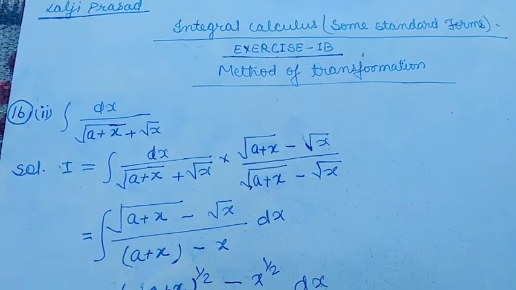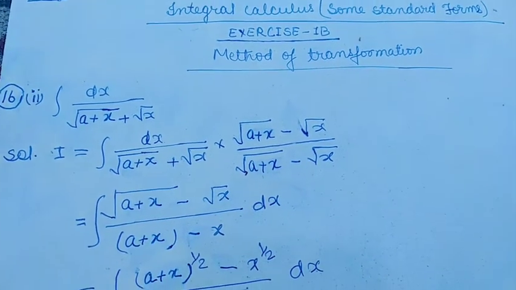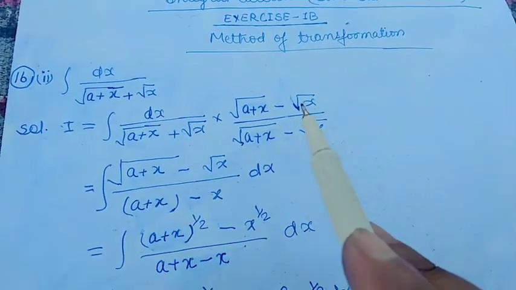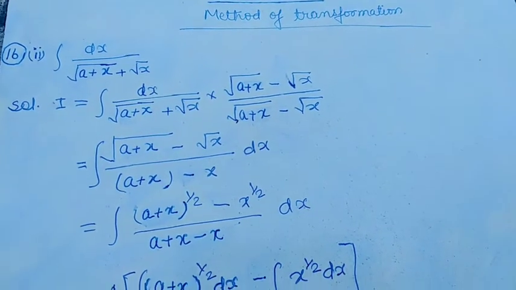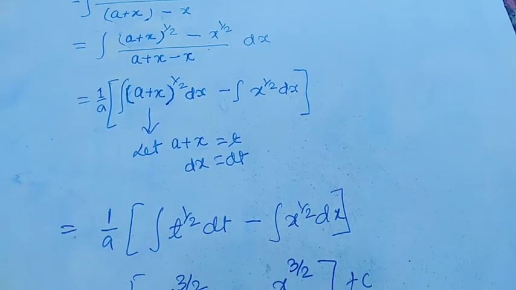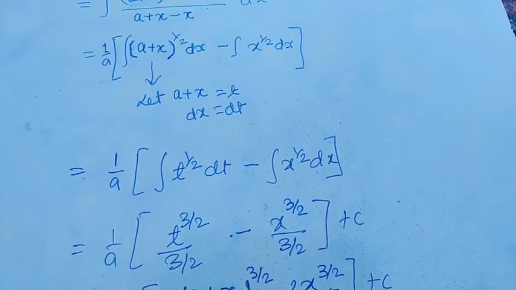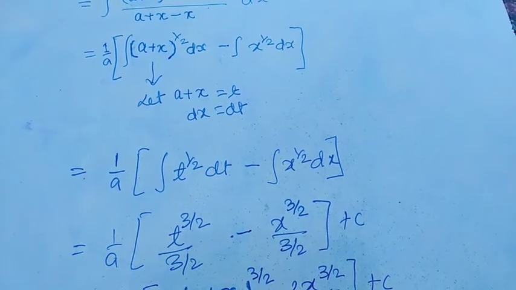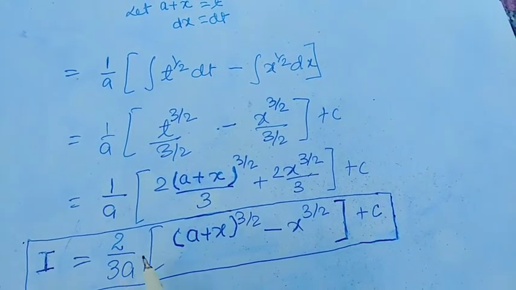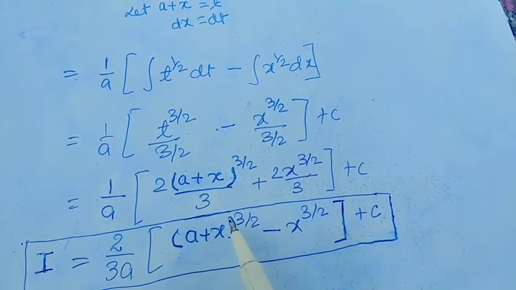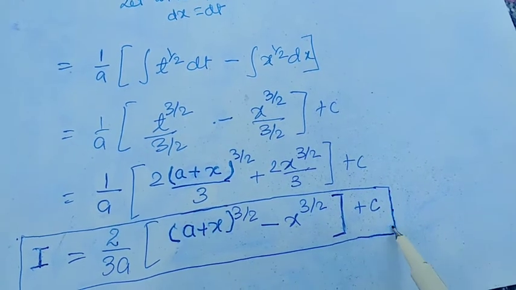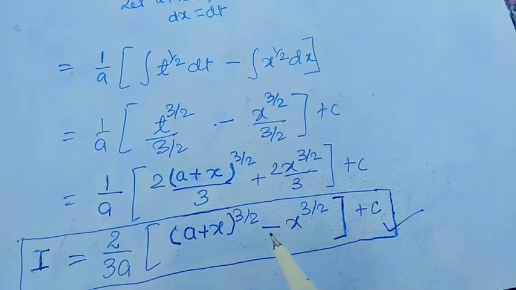Now you can see the second question of question number 16. It is also same as 1. So I'm just giving you the solution. This is the first step we have written, and we have solved this question same as 1, and you can solve it easily. If you have any problem while solving this question, you can see this, and this is the answer. I is equal to 2 upon 3a into (a plus x) whole raised to the power 3 upon 2 minus x raised to the power 3 upon 2 plus c. This is the answer. There is only a sign difference.